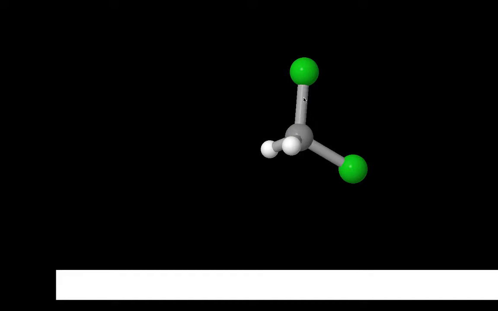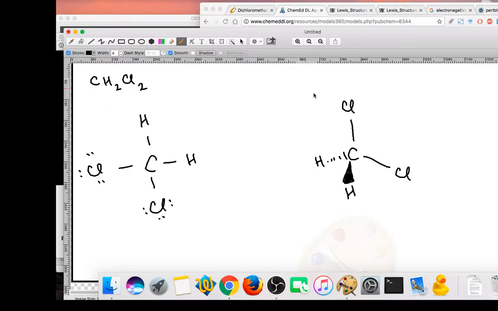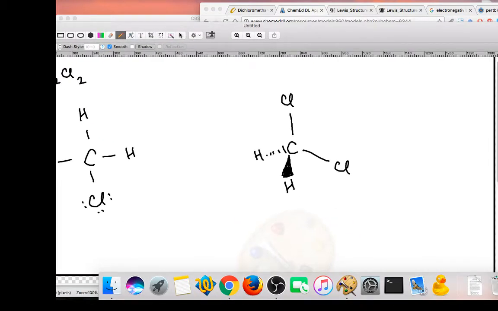So one more time, this is the line that is flat on the screen. This line is also flat on the screen. This line is going behind the screen, and this line is coming out of the screen. To draw this, I used a straight line here, a straight line here. I used a wedge here, and I used a dashed line here. You can see that again here. I'll move this over so you can easily compare.